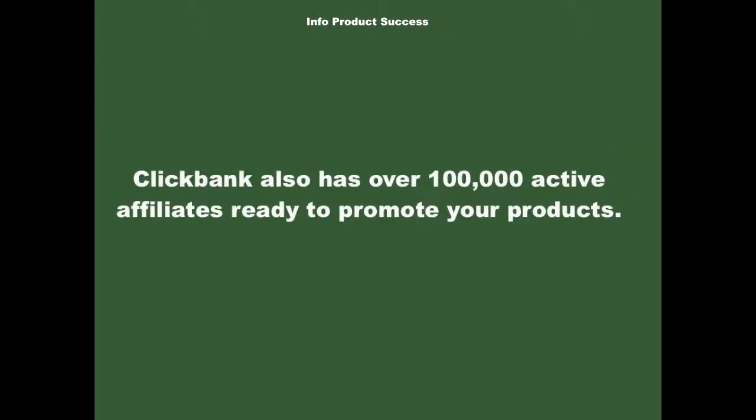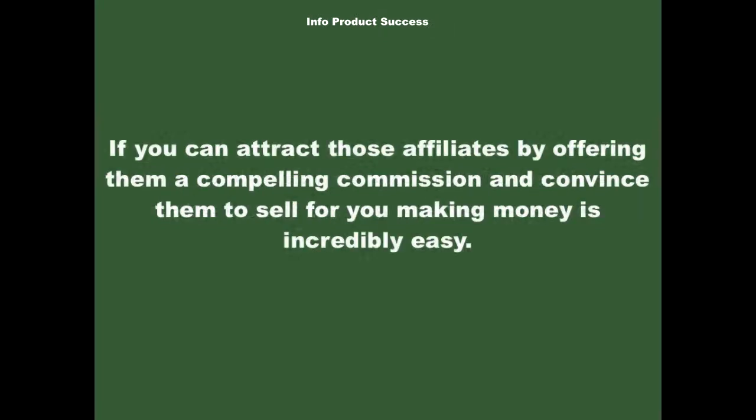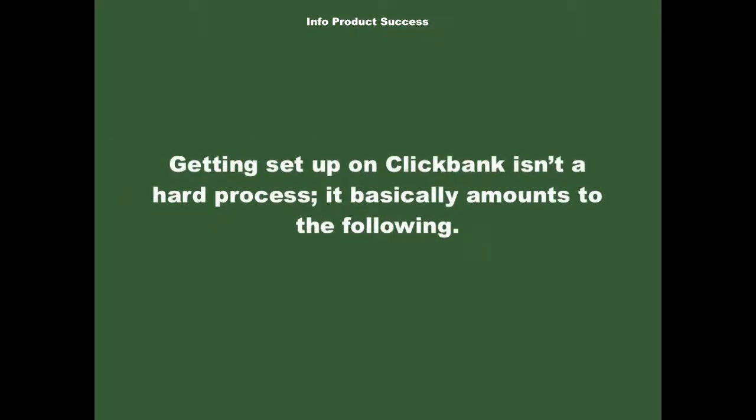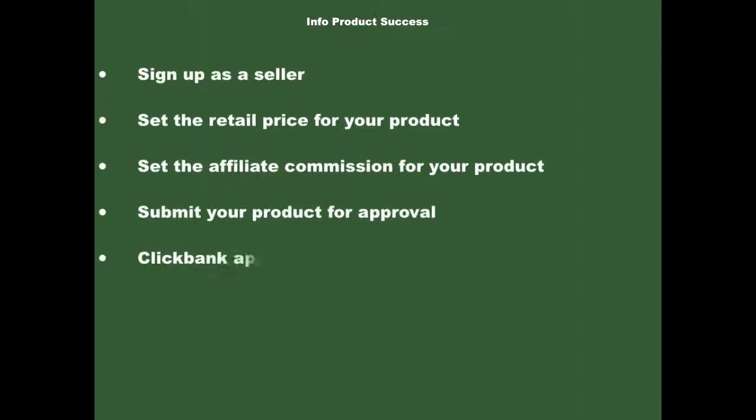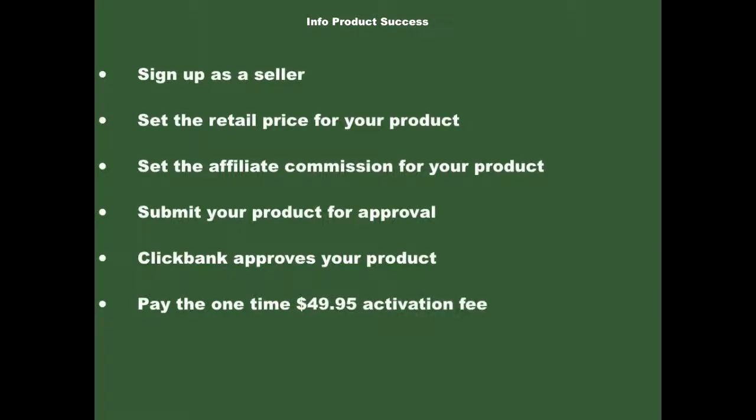ClickBank also has over 100,000 active affiliates ready to promote your products. If you can attract those affiliates by offering them a compelling commission and convince them to sell for you, making money is incredibly easy. Getting set up on ClickBank isn't a hard process. It basically amounts to the following: sign up as a seller, set the retail price for your product, set the affiliate commission for your product, submit your product for approval, ClickBank approves your product, pay the one-time $49.95 activation fee.